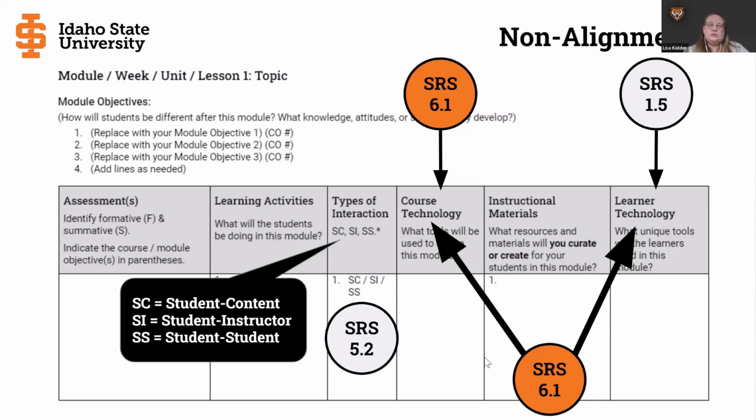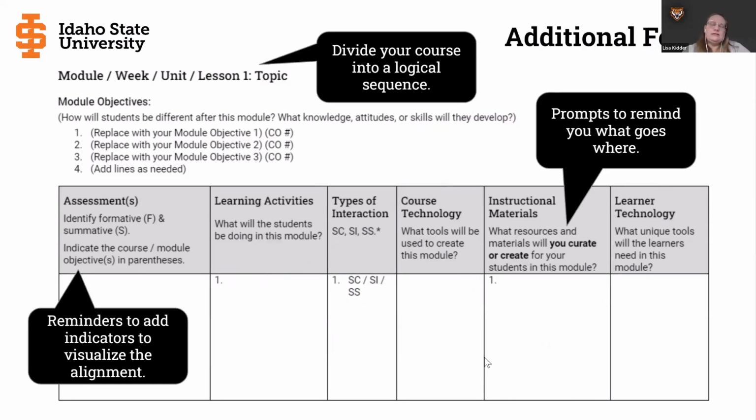In addition to the alignment standards that are represented on this module page, we have these 2 non-alignment standards that we have found helpful as we look at creating and revising that blueprint. In addition, this page also has guidance to divide your course into a logical sequence. You can call them modules, weeks, units, lessons, topics, whatever you want. We do recommend putting the topic in there, and we will use the module as a generic section of your course. There are prompts under each of the column headers that will help remind you what it is that needs to go there.